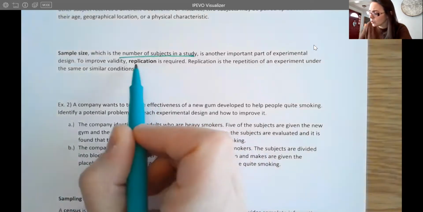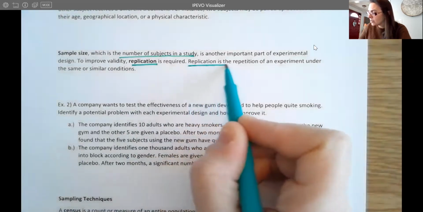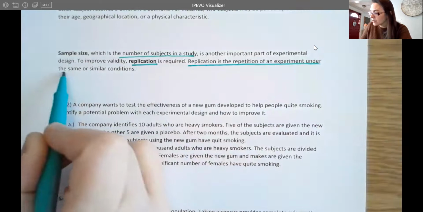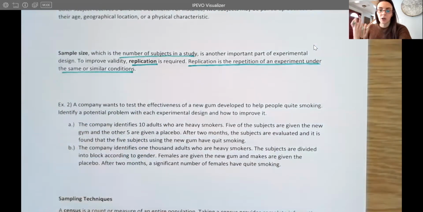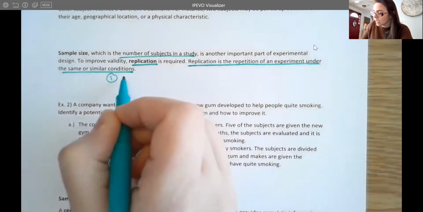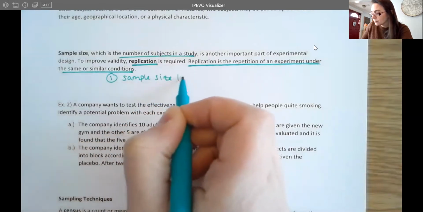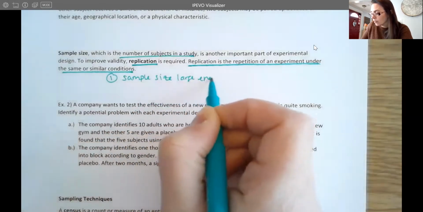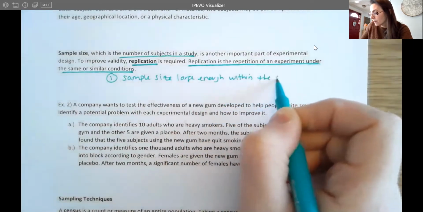The other thing we have to do is use replication and repetition, really. So replication is repetition of an experiment under the same or similar conditions. And this replication can occur in 2 different ways. So the first thing is that you need to make sure your sample size is large enough within the study.